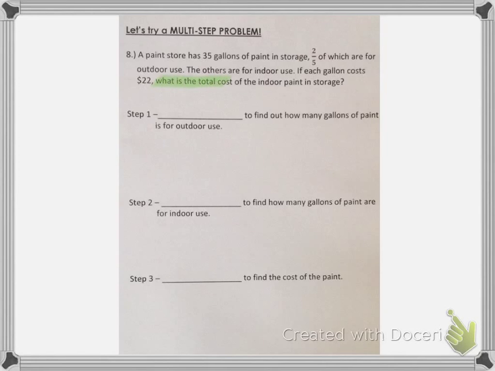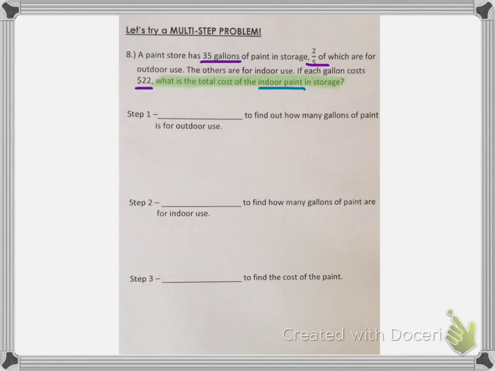So I'm going to highlight the question, what is the total cost of the indoor paint? And I'm going to underline that just to make sure that I know that that's what it's asking, because that's important. Now we go back through the problem. We do need to know 35 gallons of paint. We need to know 2/5 of the 35. And then eventually we're going to need to know how much each gallon costs. So we have 2/5 of 35 gallons are for outdoor use.